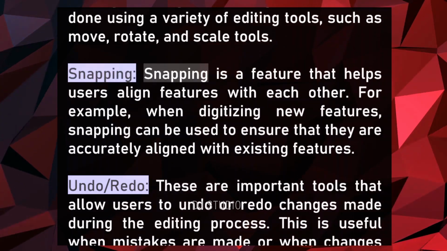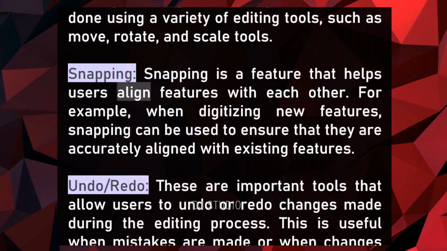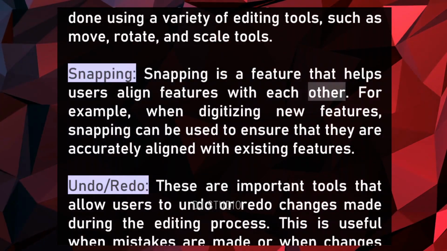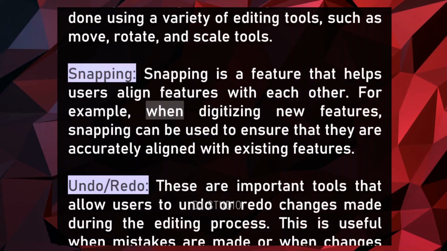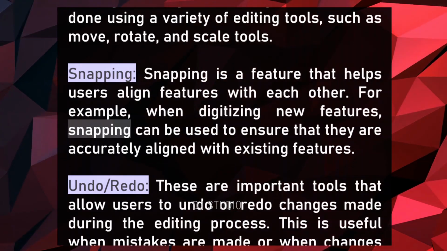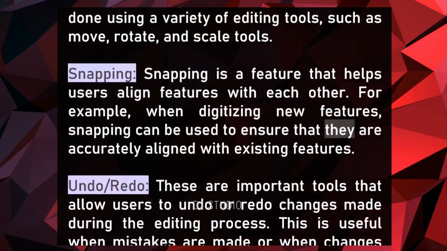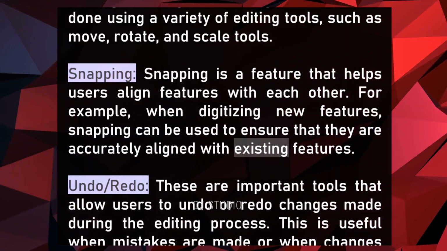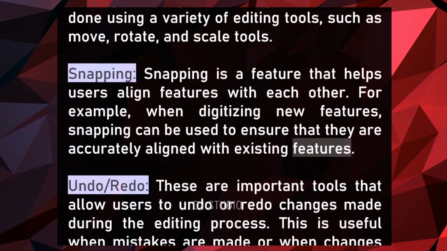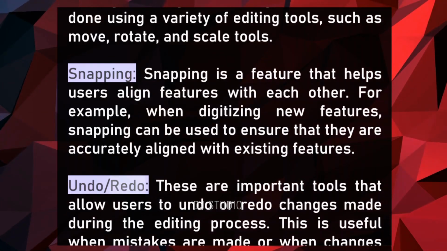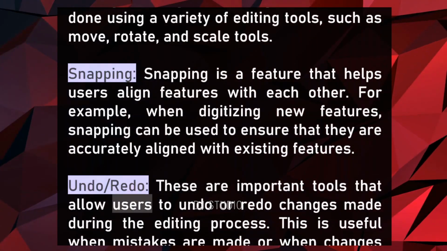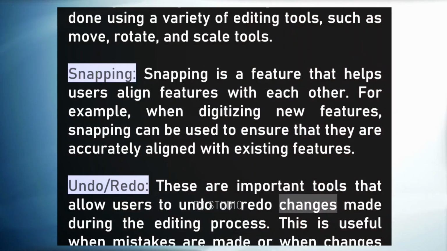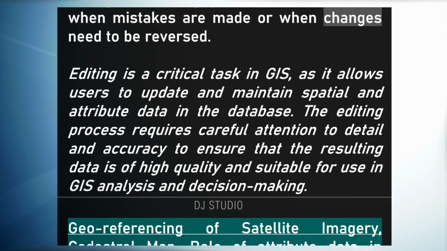Snapping. Snapping is a feature that helps users align features with each other. For example, when digitizing new features, snapping can be used to ensure that they are accurately aligned with existing features. Undo/redo. These are important tools that allow users to undo or redo changes made during the editing process. This is useful when mistakes are made or when changes need to be reversed.